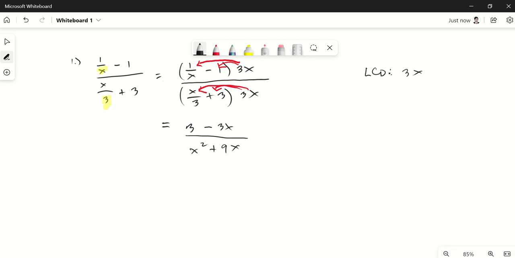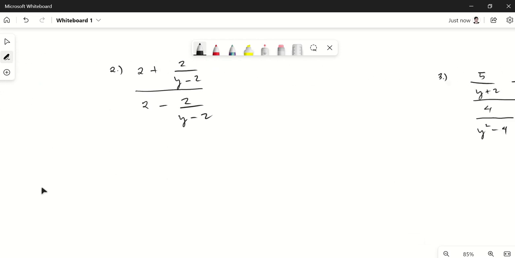Since we cannot simplify anymore, 3 minus 3x all over x squared plus 9x would be our final answer. So this is now the simplest form of our complex rational expression. Let's now have our example number 2.